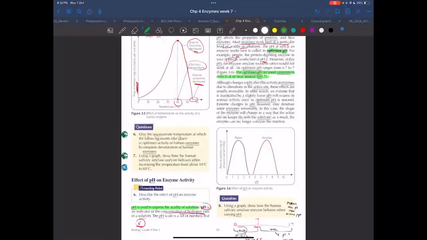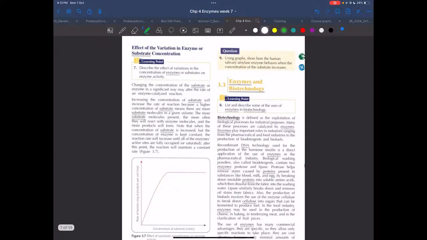Okay, so here it's just a graph. Look, at a pH around 2, we have the optimum pH for pepsin. But at a pH around 7, we have the optimum pH for amylase, which is another enzyme. So you see we have two different enzymes, and they have two different optimum pH.